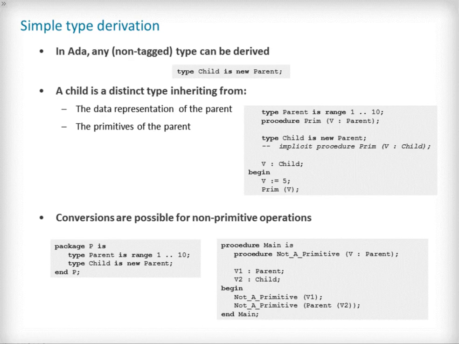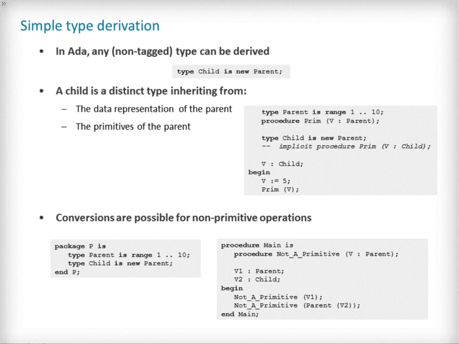The derived child type is able to benefit from any existing attributes of the parent type, including its data representation and any primitive operations. The code snippet to the right shows a numeric type called parent and a primitive operation called priv being declared ahead of a child type that is derived from parent. The body is able to pass a child typed object into the parent type primitive operation without any type conversion. This is because the child type inherited the primitive operation from its parent type.